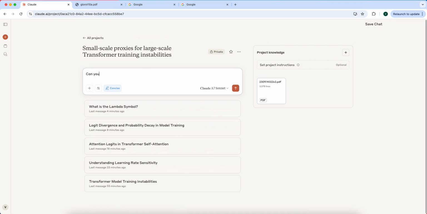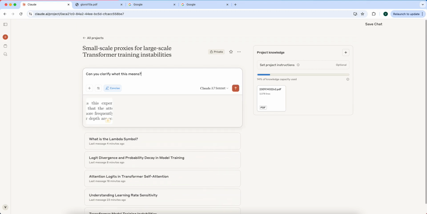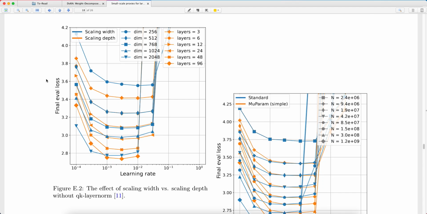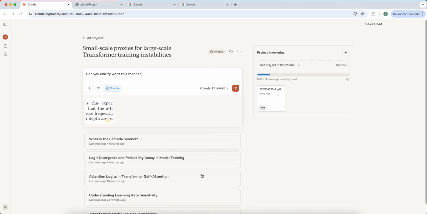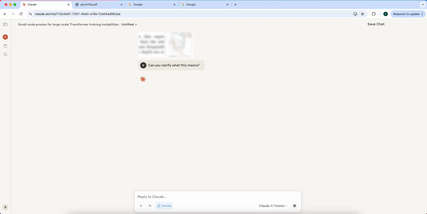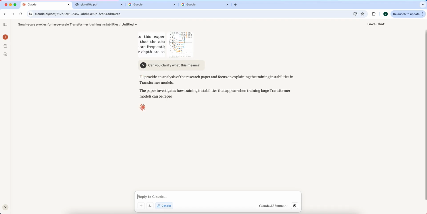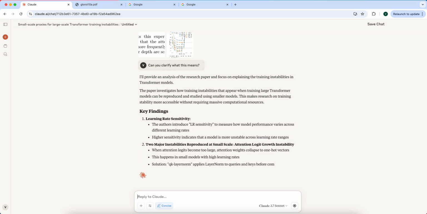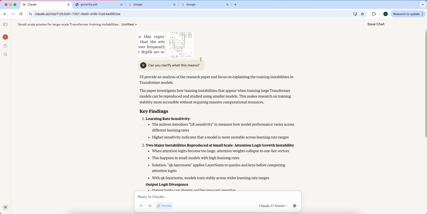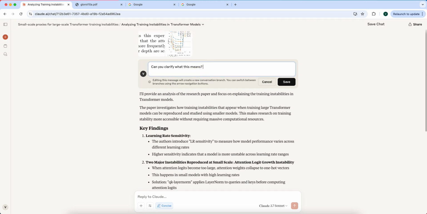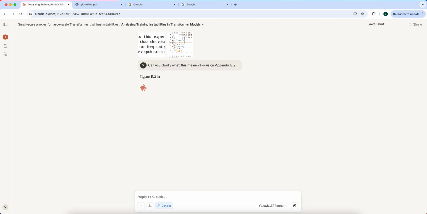Can you clarify what this means? Focus on appendix E2, right? E2.